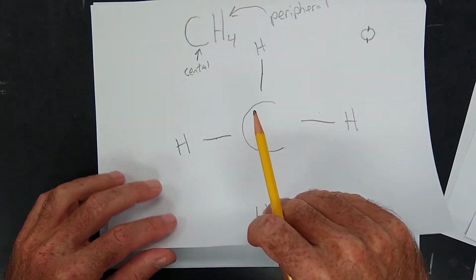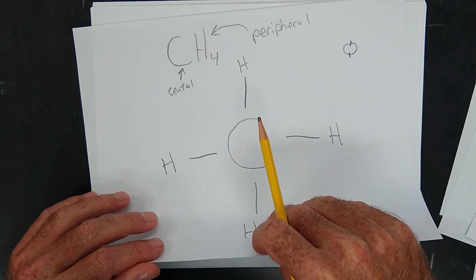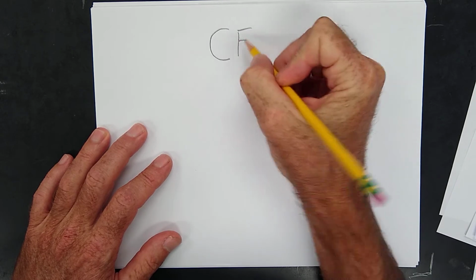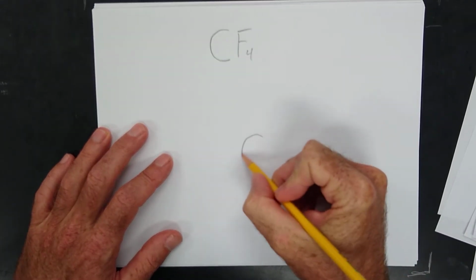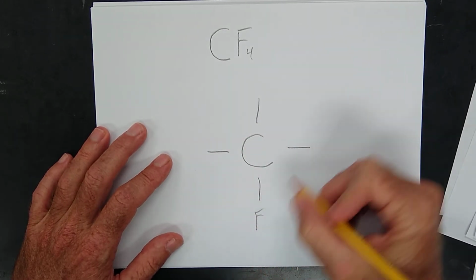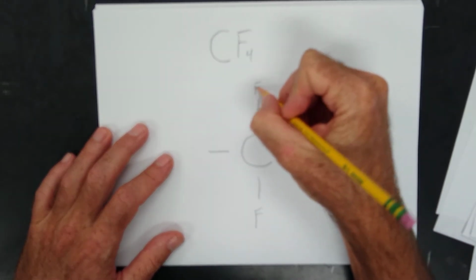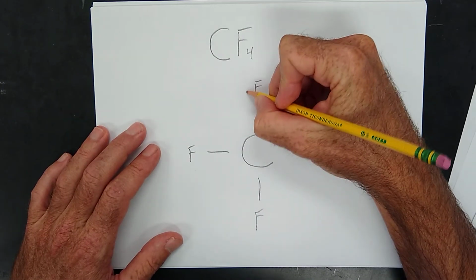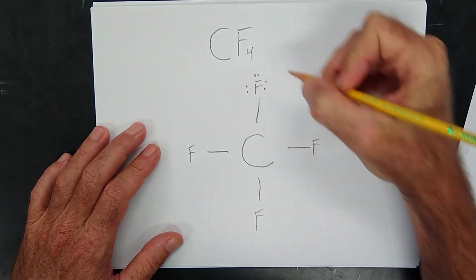But let's draw another tetrahedral molecule, CF4. What if I drew CF4? I would have a carbon as the central atom. I would have to spread my F's out all the way. And now the F's, they're not happy. They need the magic number 8. 1, 2, 3, 4, 5, 6, 7, 8, right?